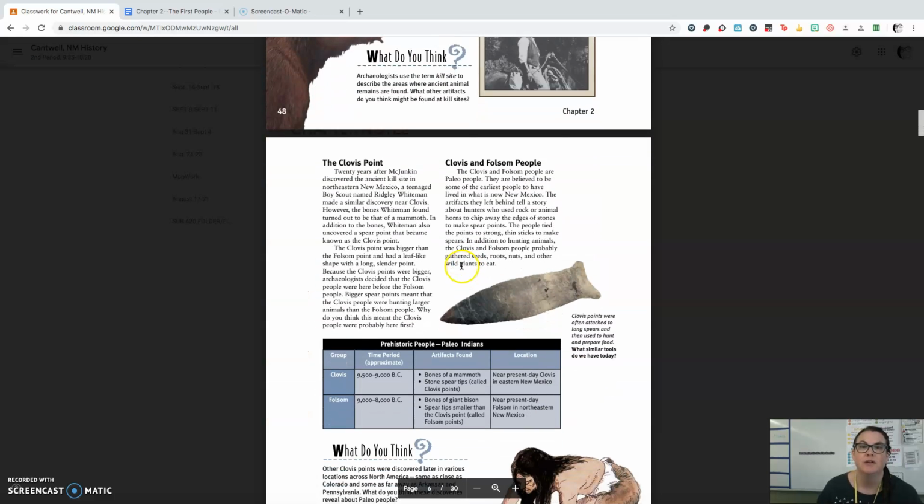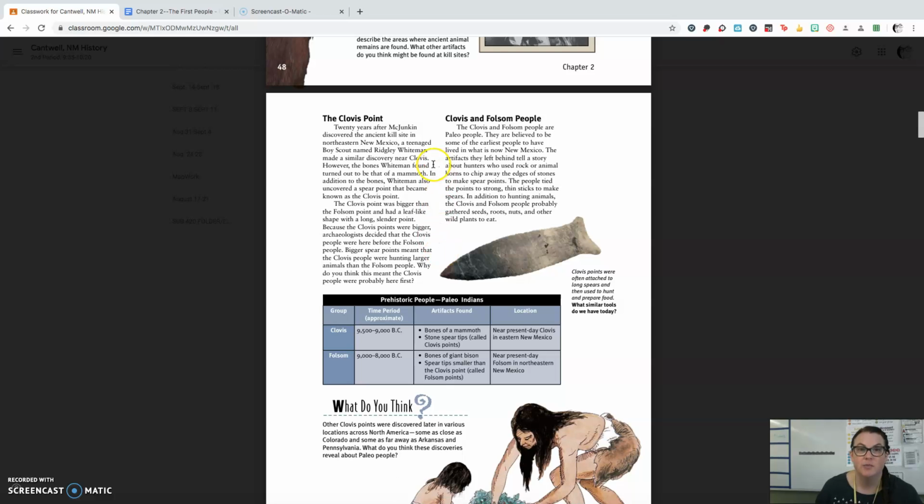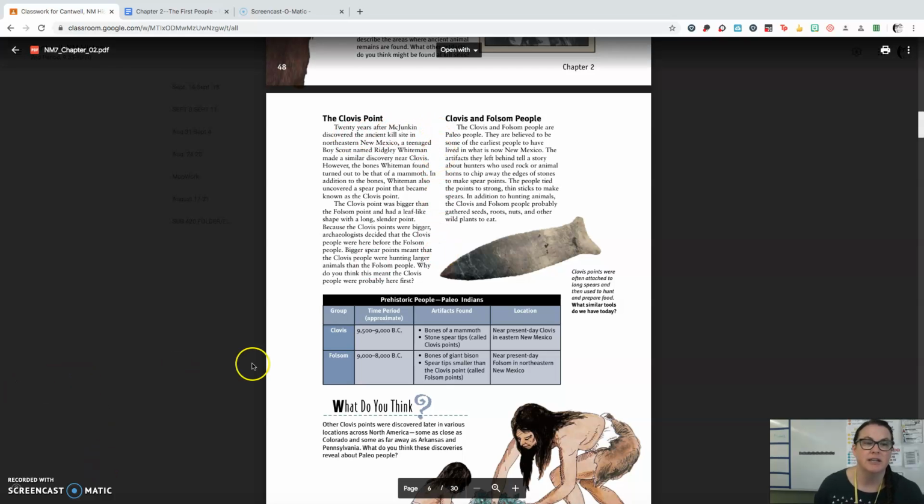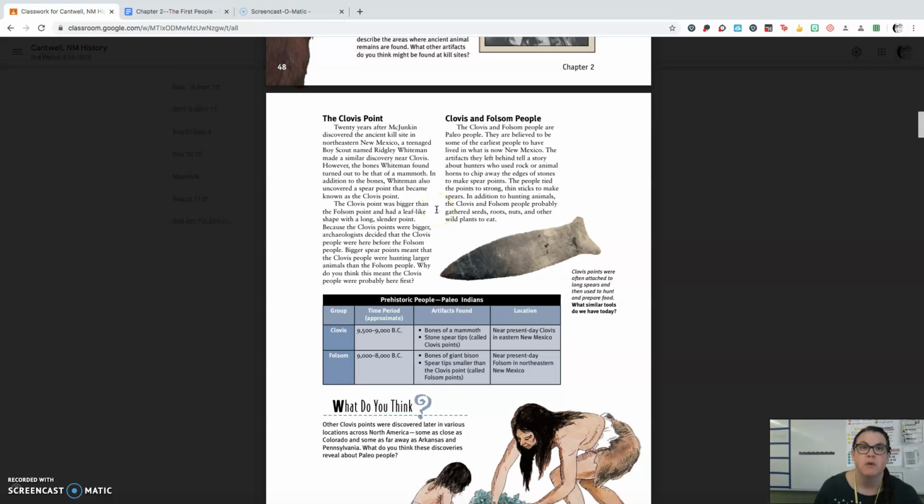Once that food was depleted, they packed up and they moved on to wherever there was more food. So the Clovis Point: 20 years after McJunkin discovered the Folsom Point, a Boy Scout named Ridgely Whiteman made a similar discovery near Clovis. But the bones that he found turned out to be that of a mammoth. I don't know if you guys have seen Ice Age, the big, furry elephant guys. Those are mammoths. So that's a huge animal.